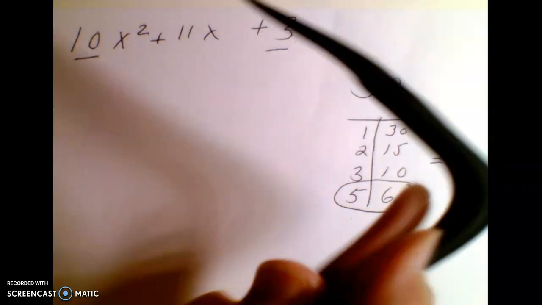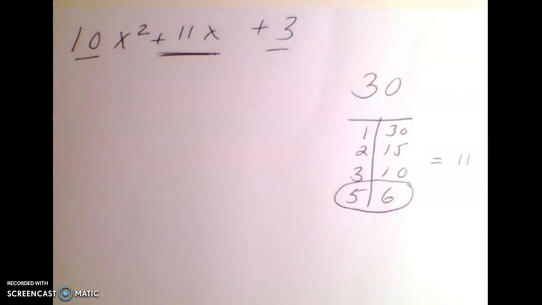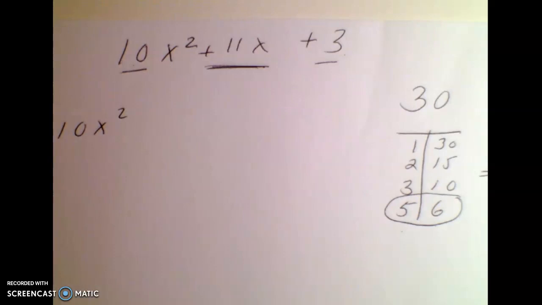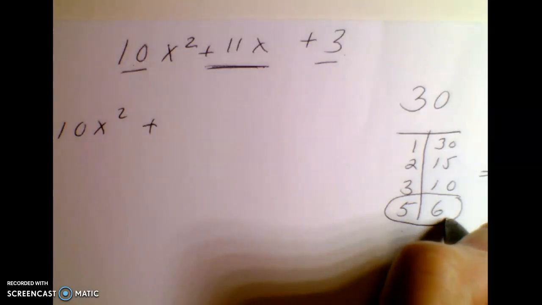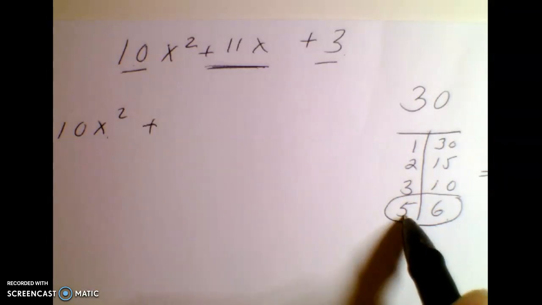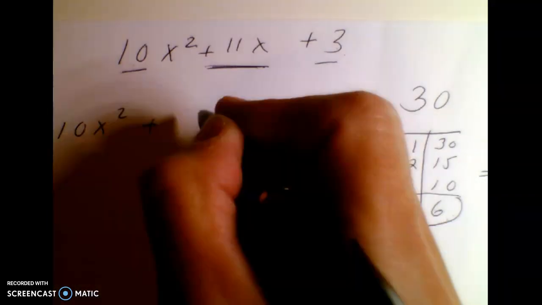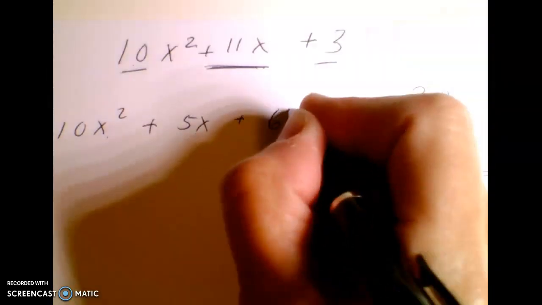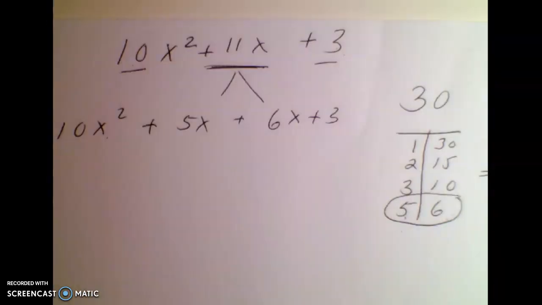So the first type. All right, so now what's different is I'm taking this middle term and I'm going to replace it. So I'm going to write 10x squared. And I'm going to replace this with 5 and 6x. Now I have to decide which goes where. So if you notice up here, I have a 10x here and a 5. So they're factors of each other. And I have a 3 and a 6. So those are factors of each other. So I'm going to write the 5 here. And I'm going to write the 6 over here. So all I did was I took that 11 and I broke it up into 5x and 6x.